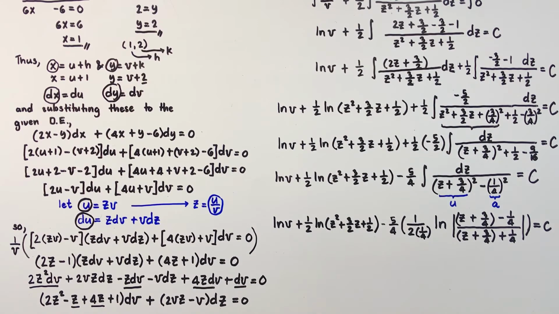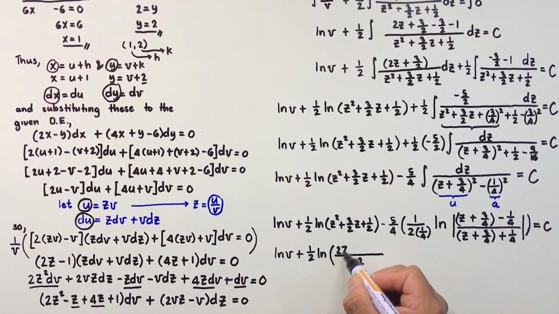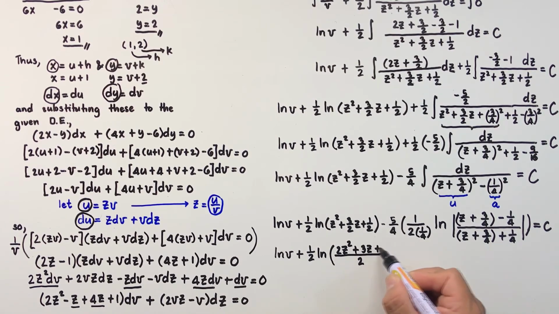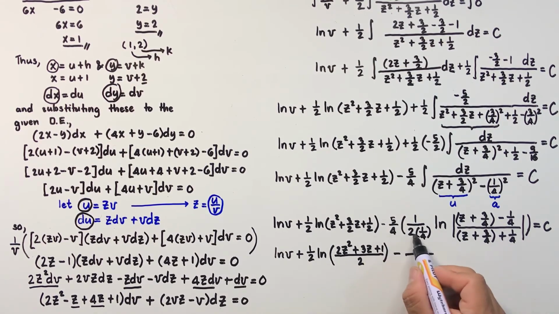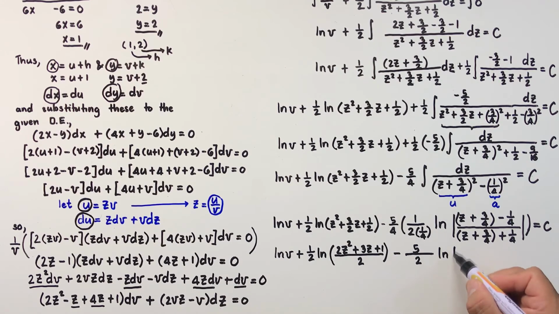And we noticed that we can combine this trinomial into one fraction. So we have the natural log of v plus 1 half times the natural log of the fraction which is having a denominator of 2. So this is 2z squared plus 3z plus 1. And this is subtracted by 5 divided by 4 times 2, which is 8, and divided by 4 is 2. So this is multiplied by the natural log of z plus 1/2, because 3/4 minus 1/4 is 1/2, and this is divided by z plus 1, because 3/4 plus 1/4 is 1.